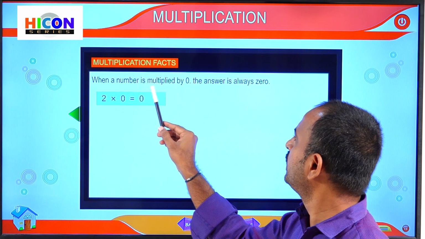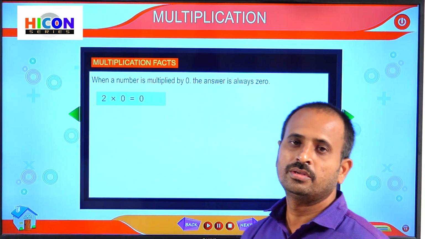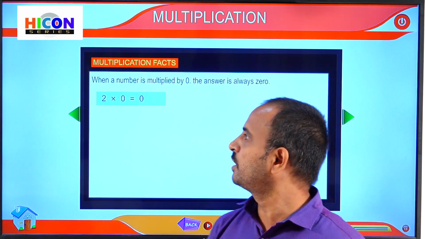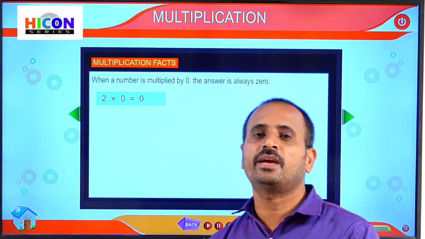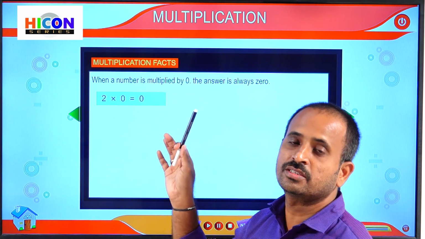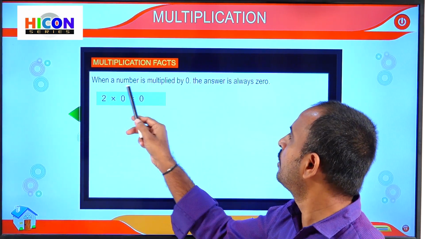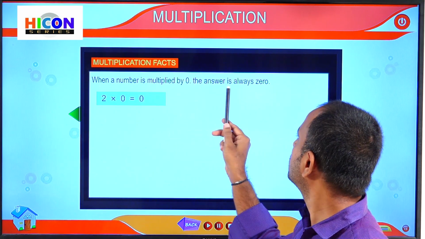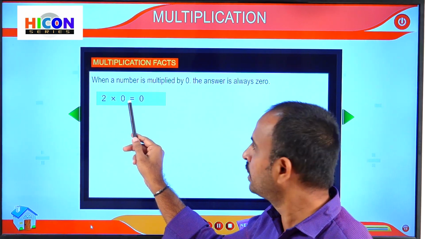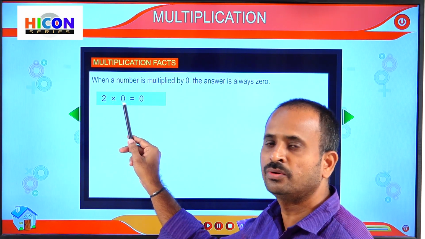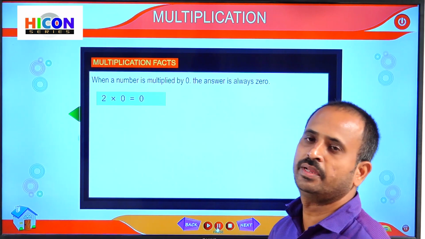When a number is multiplied by 0, the answer is always 0. So, children, remember these facts. If you remember these properties, then you can do some multiplications without actual calculation. So, these multiplication facts are very helpful in doing multiplication. So, what is the first fact? When a number is multiplied by 0, the answer is always 0. So, see an example, 2 into 0. Here the number 2 is multiplied by 0. The answer is again 0. So, this is the first multiplication fact.